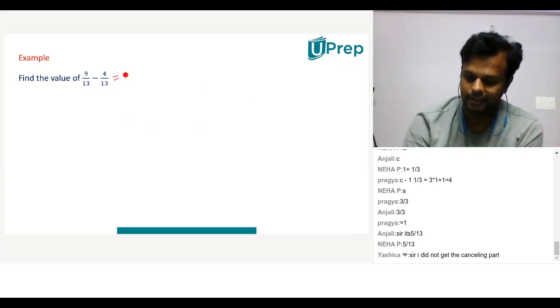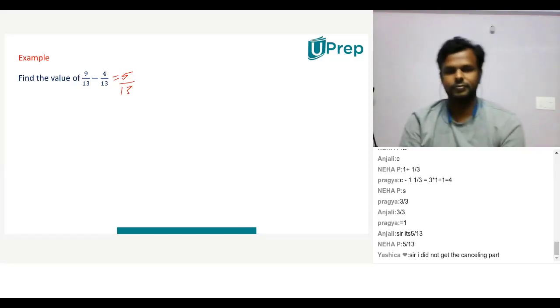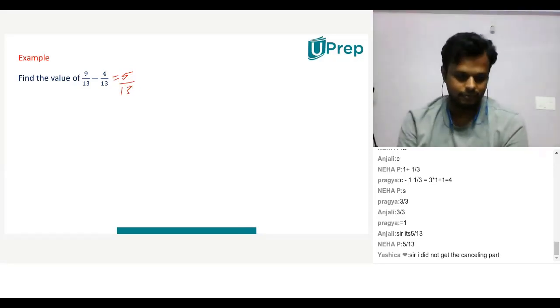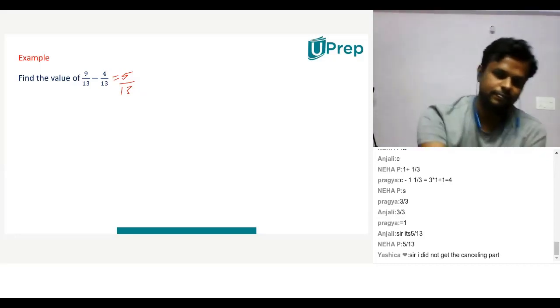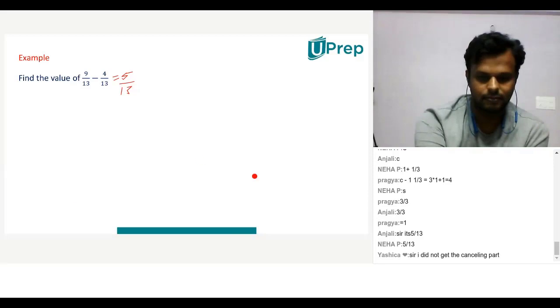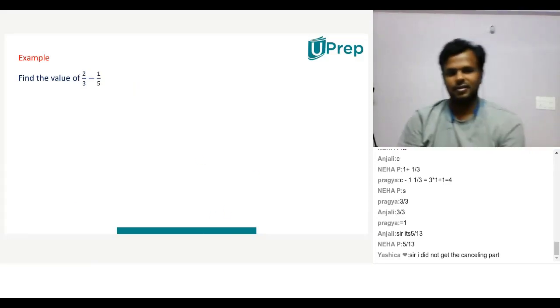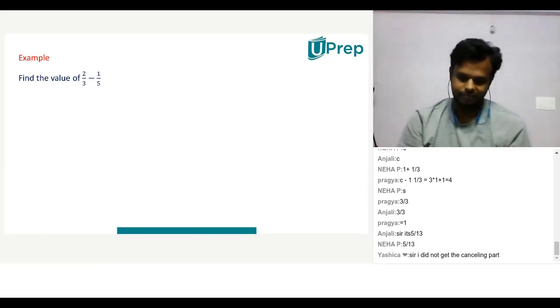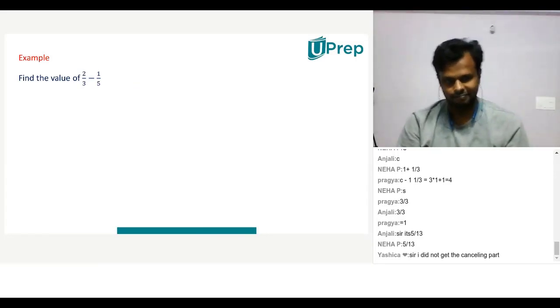In this case, I'm directly writing the answer here. It is 5 by 13, the common denominator. Children, this is interesting. Take the LCM, get the answer.